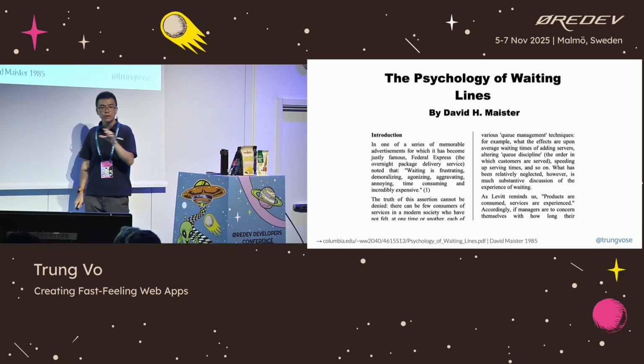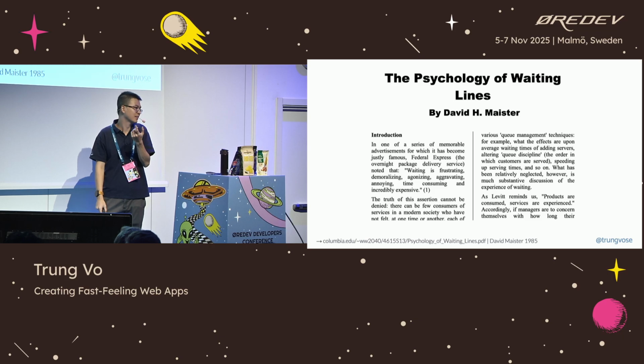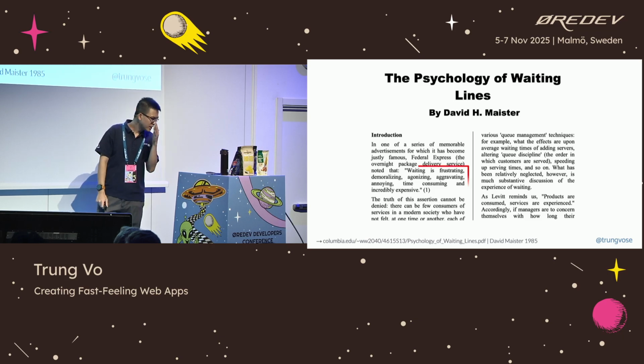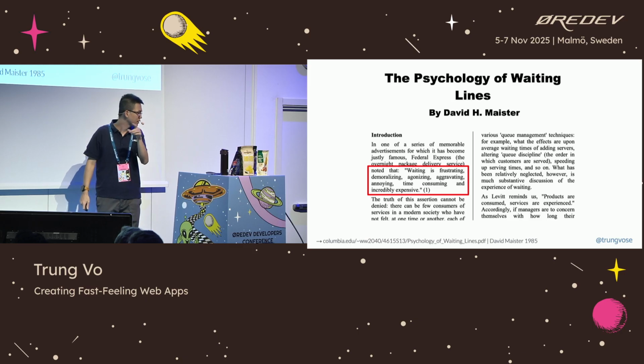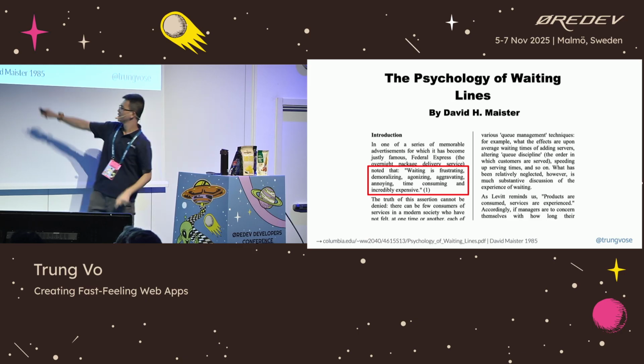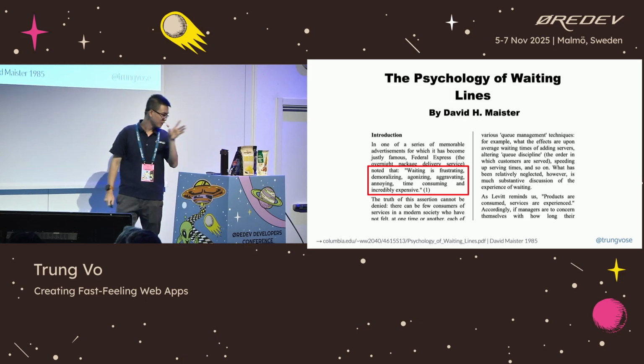And all of this goal to make the wait feel shorter is actually not from tech. It's actually from psychology. As you can see in this paper, from when I was not even born. Was it 95? It's 85. I was born in 92. So I was not even born. I read it recently.